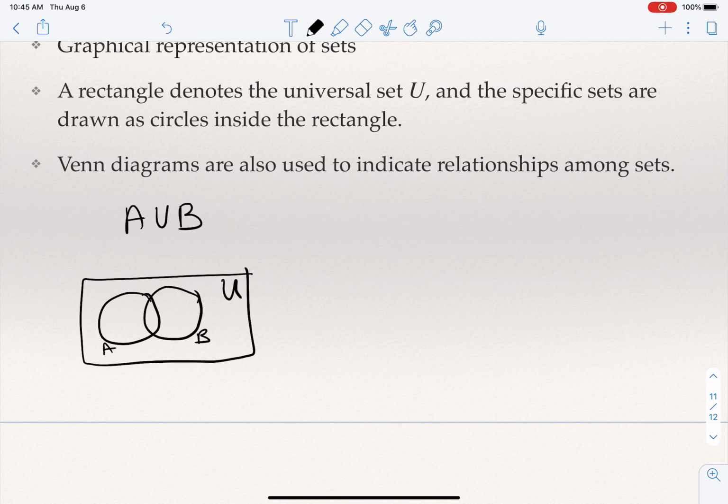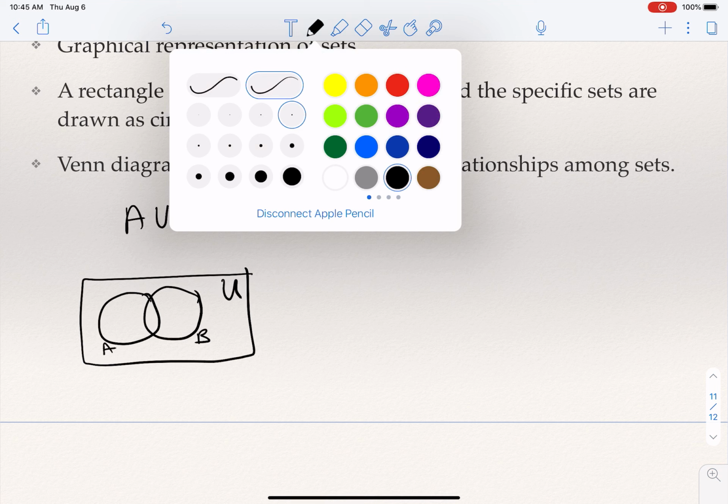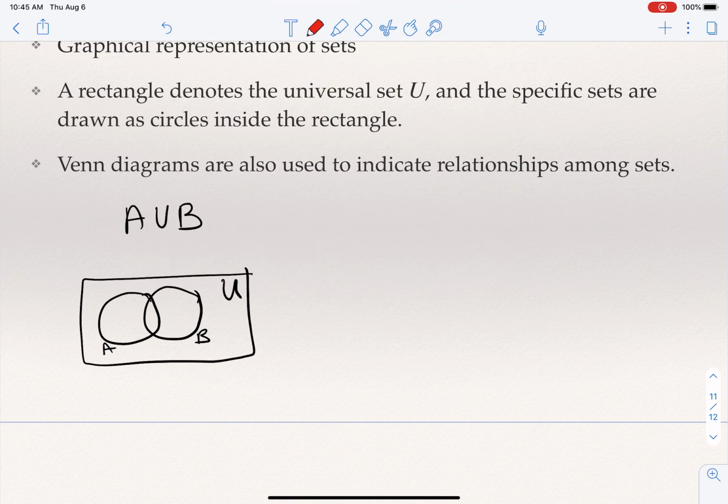So for A union B, the area that corresponds to the union of these two sets, for example, is this. Okay, so what is the union? It is the set of all elements in A and B. We will get to this next.